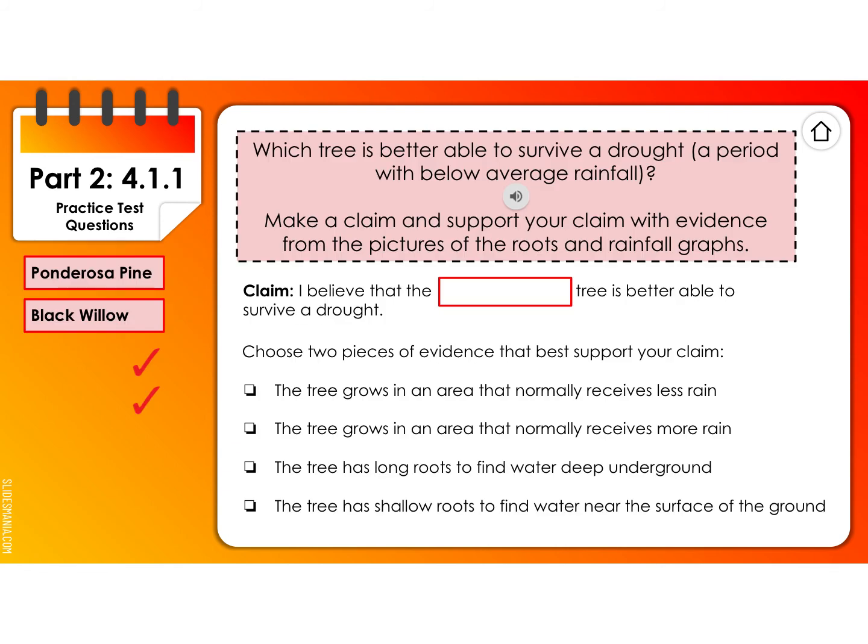And as you think about that, then you're going to think about this next question, which is which tree is better able to survive a drought? And a drought is a period where you have below average rainfall. So which one of those trees do you think would do the best with that?